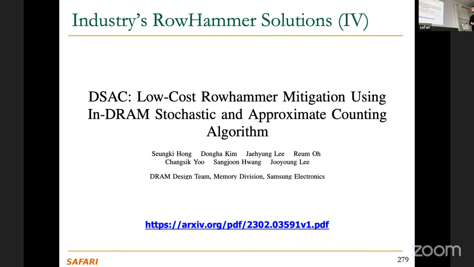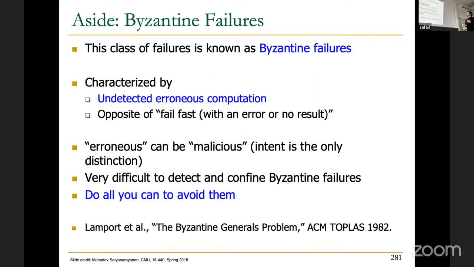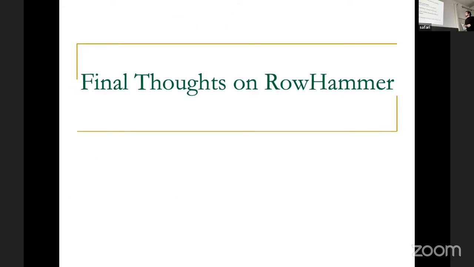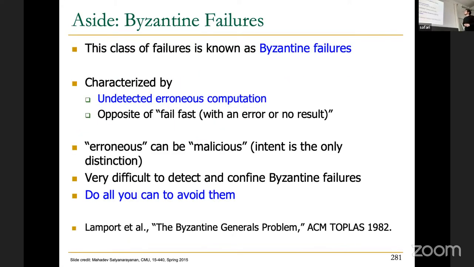So it's an interesting area to work on, and there's a lot of room for improvement. These are final thoughts on RowHammer from the original slides.